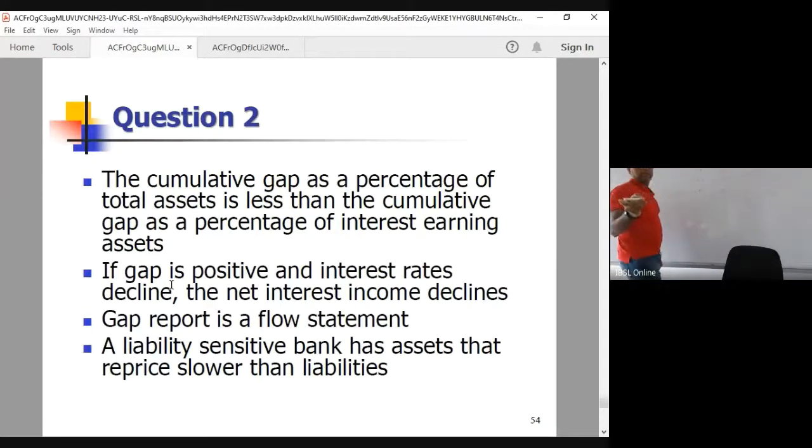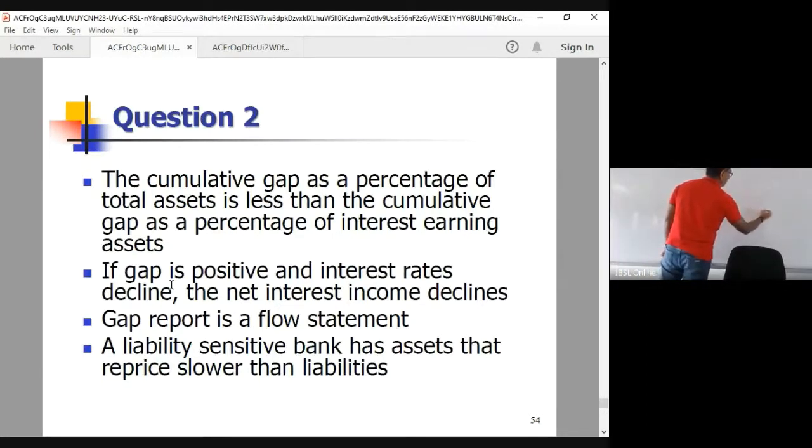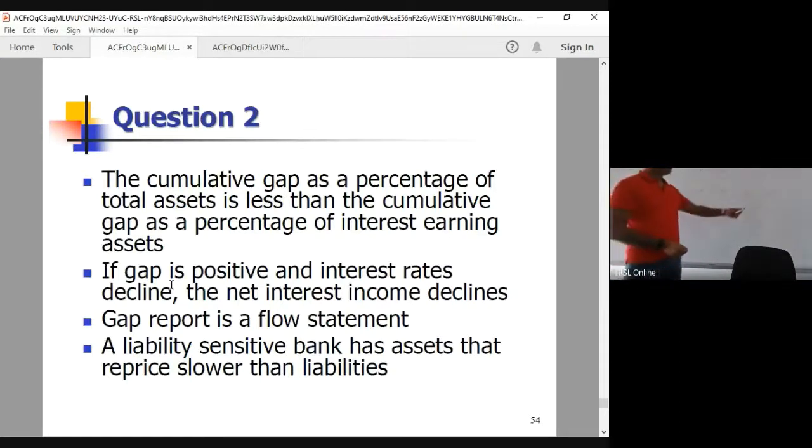Is less than the cumulative gap as a percent of interest earning assets. Interest earning assets, 70. The percentage there is basically 75% or something, right? So what's the answer there? The cumulative gap as a percentage of interest earning assets is more than what it is for total assets, because invariably your total assets are going to be bigger than your interest earning assets. So because of this, this is going to be a higher percentage than that.